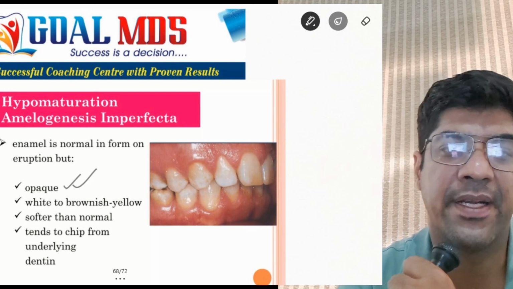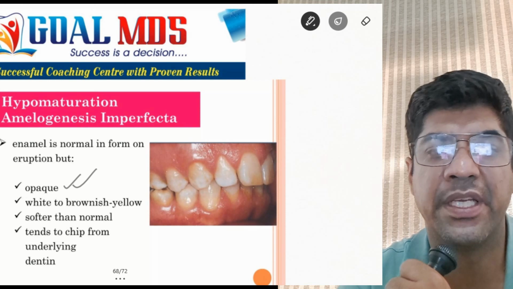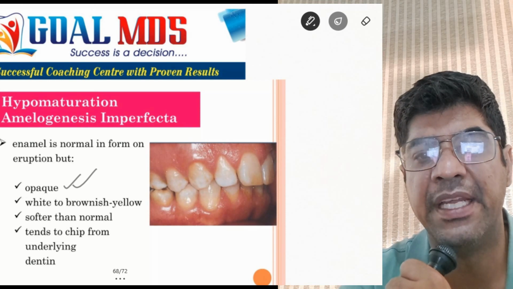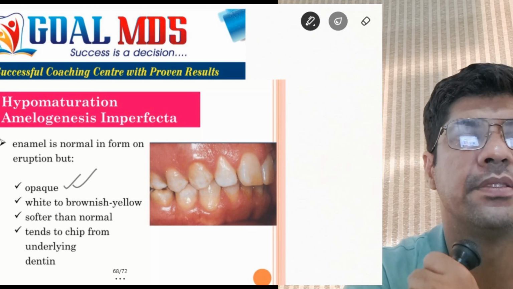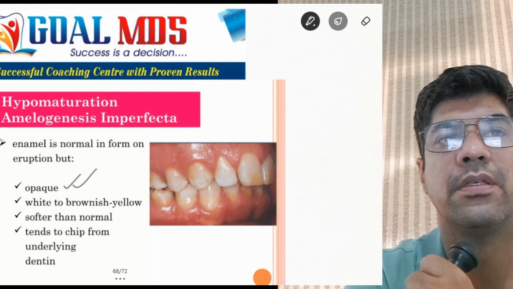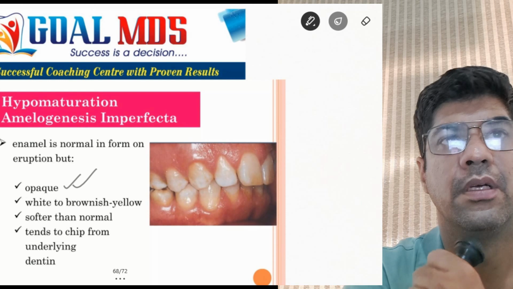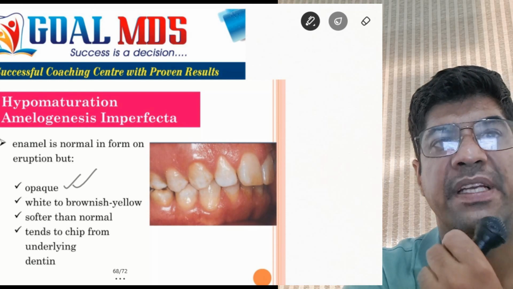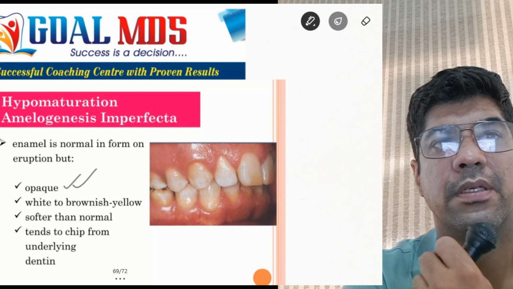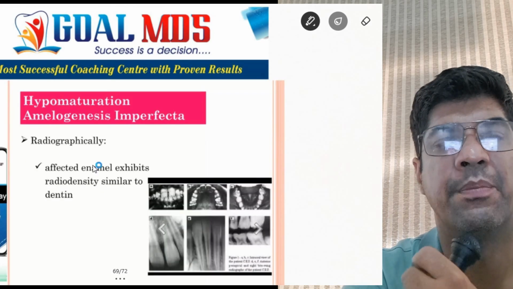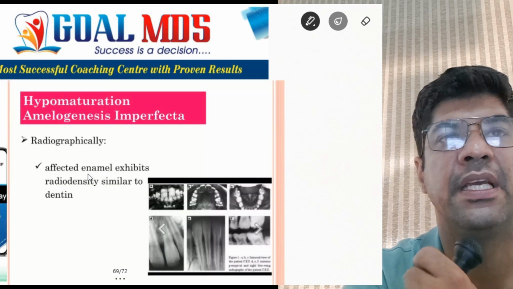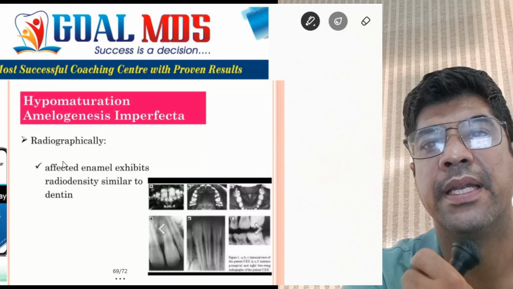That would affect the teeth. An anterior to posterior distribution could be seen. It is seen in both the deciduous and the permanent dentition. The enamel can chip off easily. Radiographically, the affected enamel would exhibit radiodensity similar to the dentine.